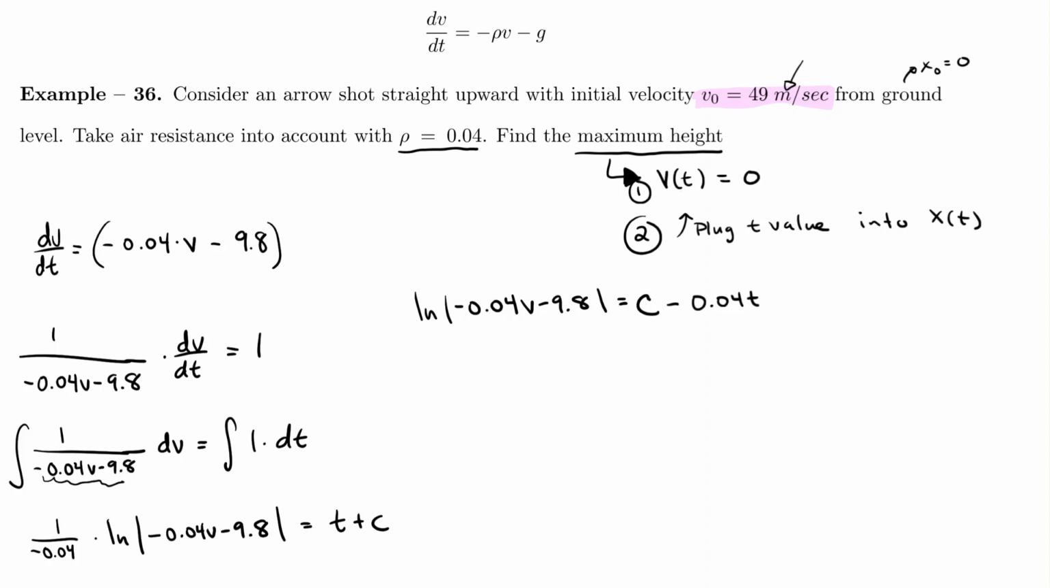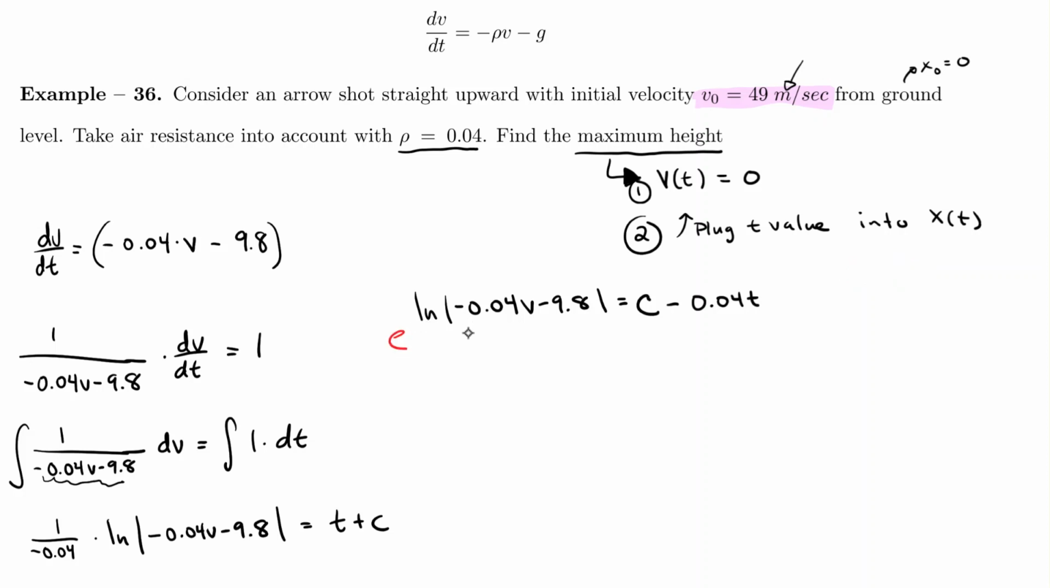But as I'm saying that, I recall we don't just want the time of the maximum height. We then need to find the maximum height, which means we need to find the position function. So at this point, let's solve for velocity so that we have something easily integrable to find the position function as well.